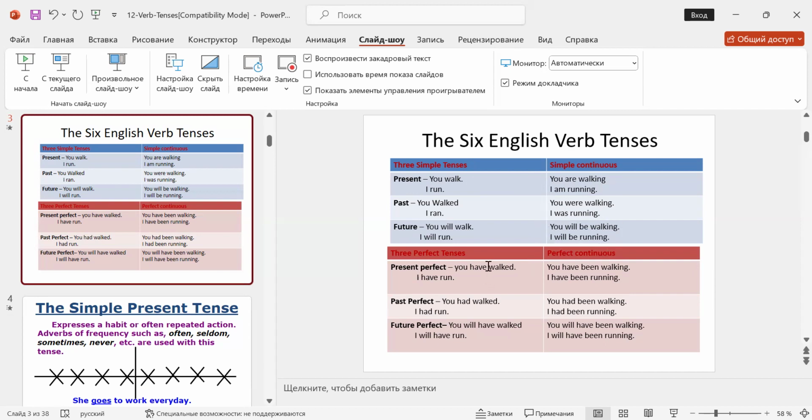And 3 perfect tenses: present perfect, past perfect, and future perfect, each with a continuous form. In the present perfect, you say you have walked, I have run. And the present perfect continuous, you have been walking, I have been running. In the past perfect, you had walked, I had run. In the past perfect continuous, you had been walking and I had been running. In the future perfect, you will have walked and I will have run. Future perfect continuous, you will have been walking and I will have been running.